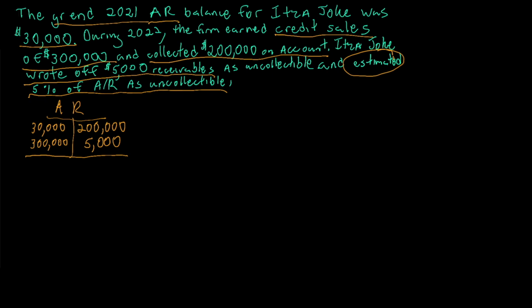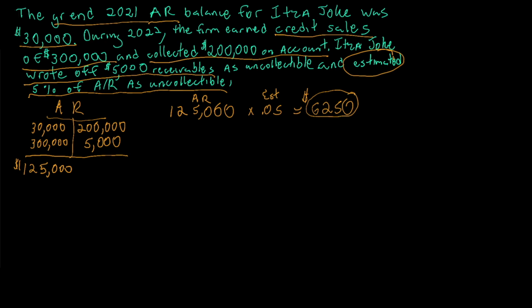So our new year-end accounts receivable balance is $125,000. Therefore, if we multiply the accounts receivable times the estimate, that's going to give us an amount of $6,250. And remember what the rule says when we're practicing percentage of receivables. Whatever the amount calculated, it has to become the balance. So we will adjust based on the balance previously that was given to us.